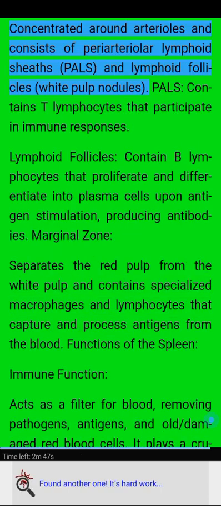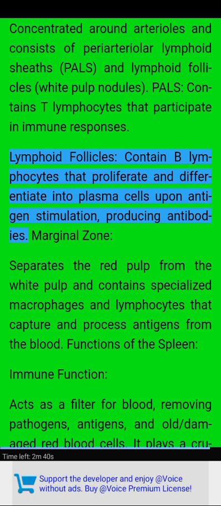immune cells. White pulp concentrated around arterioles and consists of periarteriolar lymphoid sheaths, PALS, and lymphoid follicles. White pulp nodules. PALS contains T lymphocytes that participate in immune responses. Lymphoid follicles contain B lymphocytes that proliferate and differentiate into plasma cells upon antigen stimulation, producing antibodies. Marginal zone separates the red pulp from the white pulp and contains specialized macrophages and lymphocytes that capture and process antigens from the blood. Functions of the spleen.